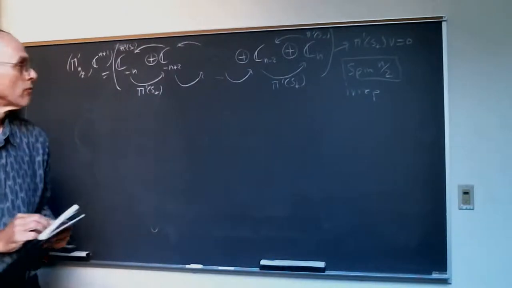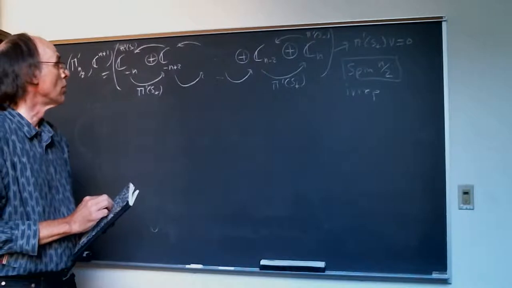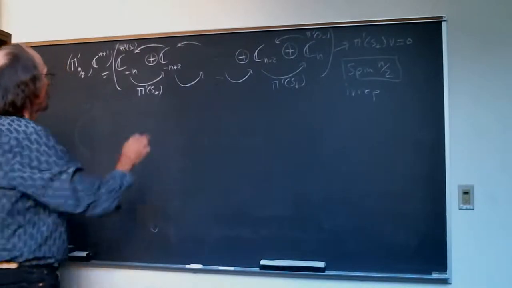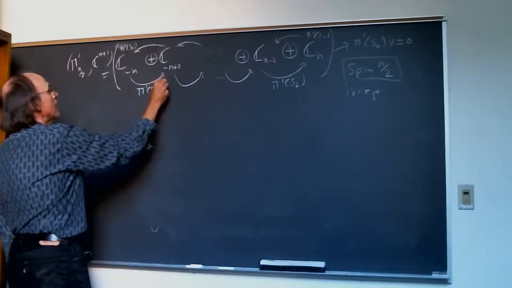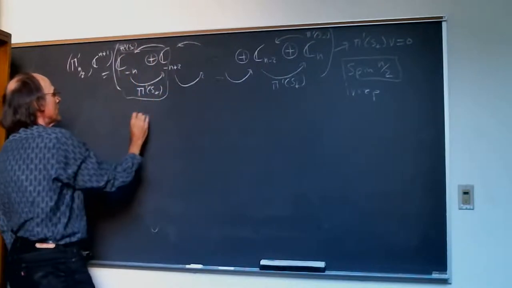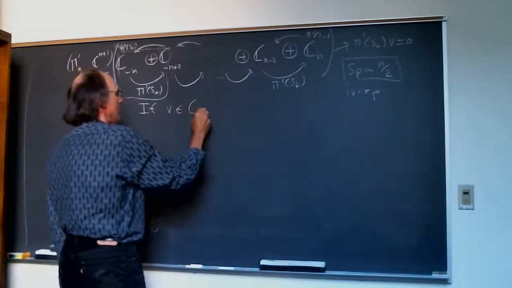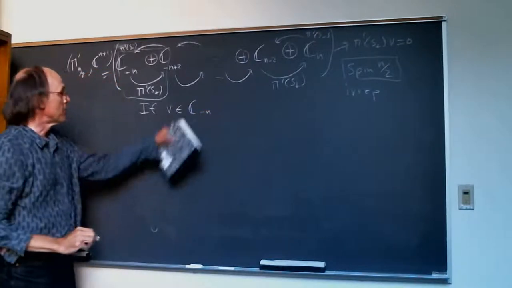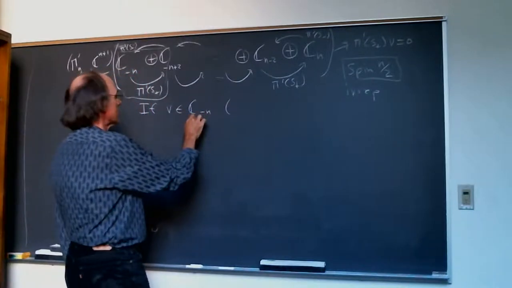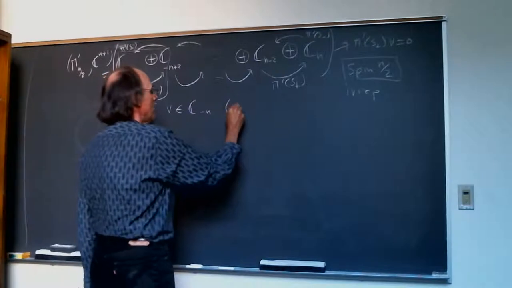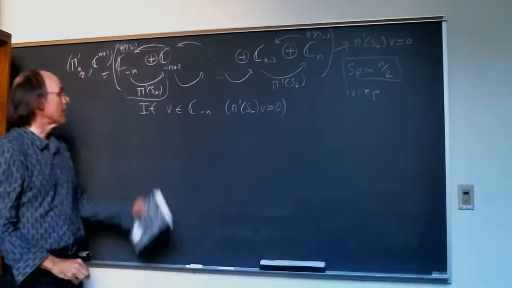When you're describing going from one copy of C to the next, is it that the representation is being permuted, or no? So what this means here is, what I'm trying to say is that if V is an element of C minus N, and in particular in this case it means it's the lowest weight, then it's true that pi prime of S minus V is equal to zero. It's the lowest weight.